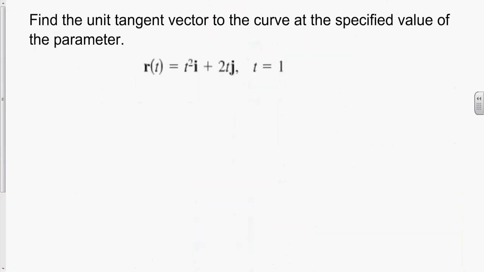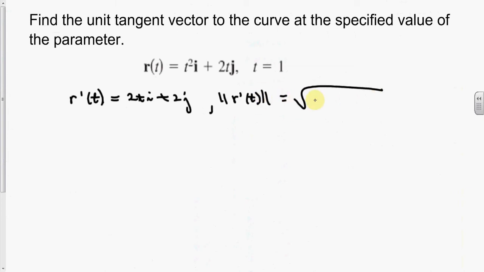Now, here comes the work part. Find the unit tangent vector to the curve at the specified value for the parameter t. So we find first r prime of t, that's 2t i plus 2j. And then we must find its norm, r prime of t, which is equal to the square root of (2t) squared plus 2 squared. So this norm here is 2 times the square root of t squared plus 1. Inside, 4t squared plus 4, I just factored out a 4 and took the square root of that.